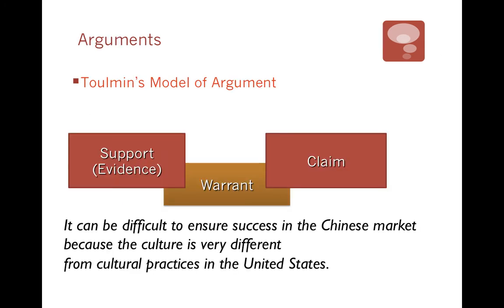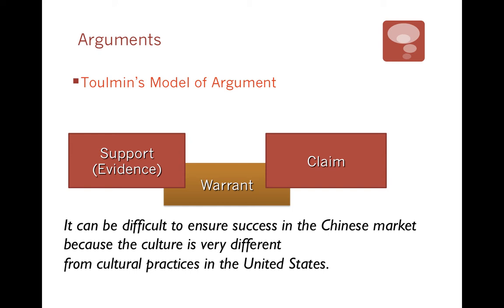We used an example in the earlier video that said it can be difficult to ensure success in the Chinese market. That was our claim, and we added some supporting evidence that the culture is very different and showed examples then of why China's culture is different. And the warrant is the reason why China being different makes it difficult: because we are used to different practices in the United States. So that is our warrant. It differs from the very common cultural practices in the United States. That would give you a solid B.